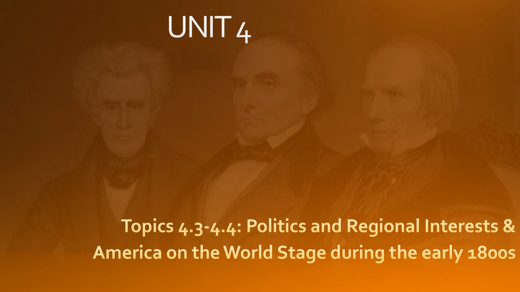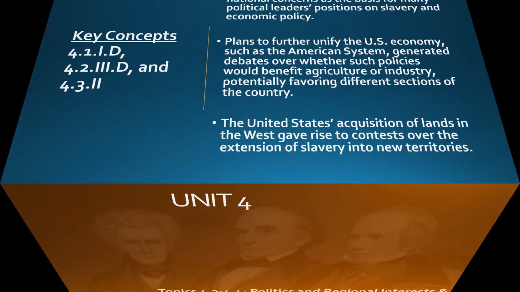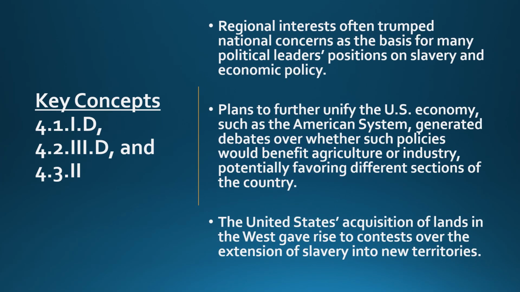This PowerPoint focuses on politics and regional interests in America on the world stage during the early 1800s, essentially the time period after the War of 1812 and prior to the presidency of Andrew Jackson. The focus, of course, are key concepts 4.1.I.D, 4.2.III.D, and 4.3.II, which are essentially the growth of American nationalism combined with the growth of regionalism within the United States, combined with the acquisition of new lands and the debates that will cause.